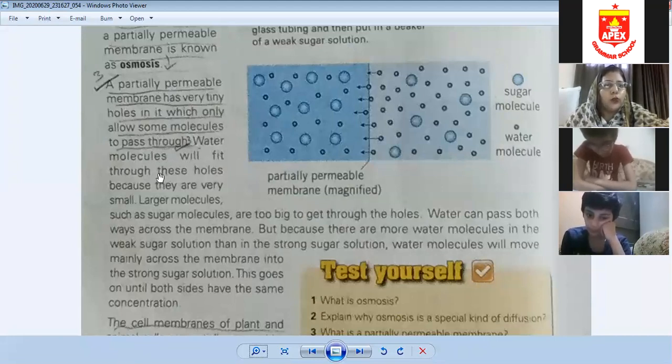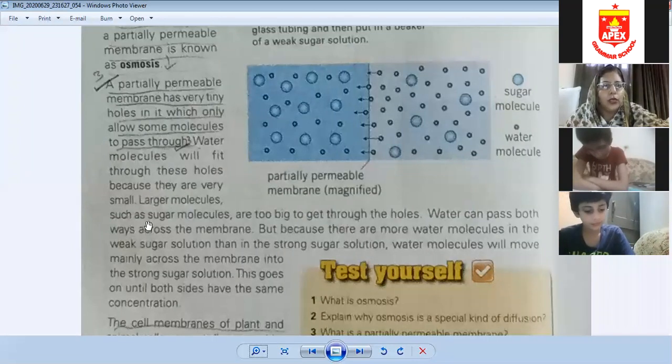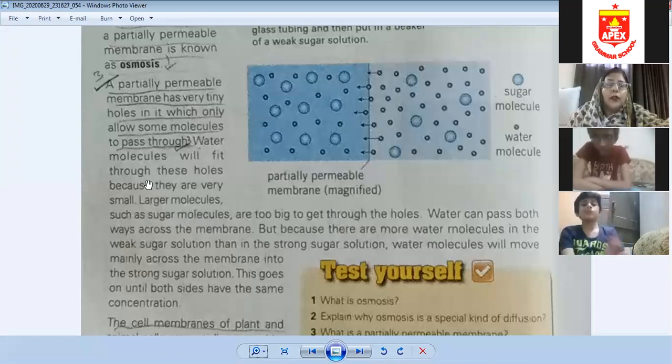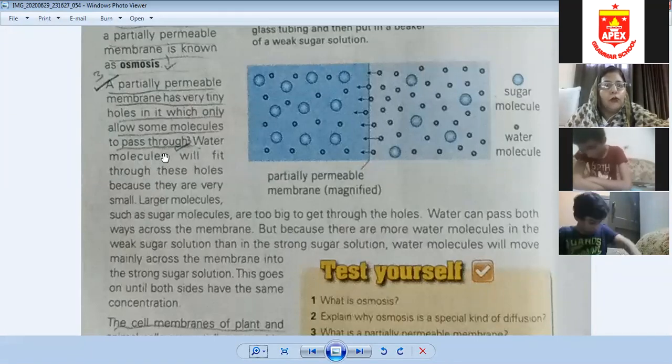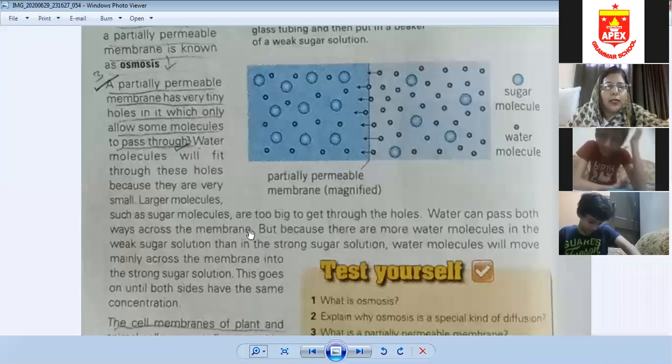Water molecules will fit through these holes because they are very small. Large molecules such as sugar molecules are too big to get through the holes. So which molecules can pass easily through a partially permeable membrane? Water molecules, because they are very small and fit through the holes. But large molecules, for example sugar molecules, are too big to get through. So water can pass both ways across the membrane.